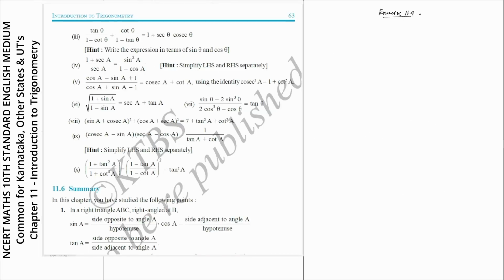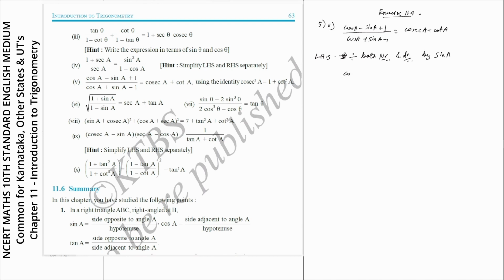Exercise 11.4, question number 5, sub question 5. The given question is (cos a minus sin a plus 1) by (cos a plus sin a minus 1). We should prove that this is equal to cosecant a plus cot a. So I will start with left hand side. I will divide both numerator and denominator by sin of a.